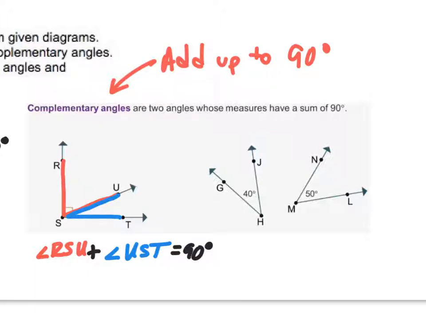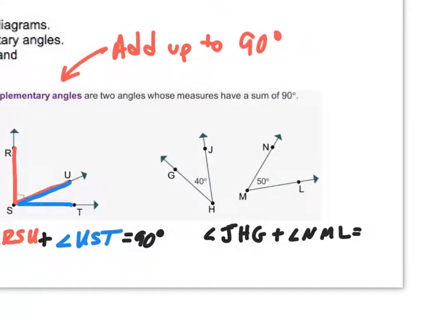And same thing over here, they don't have to be next to each other. They can be away from each other, but if their angles add up to 90, then they're complementary. So here you see that angle JHG is 40 degrees, angle NML is 50 degrees. So if I took angle JHG and added it to angle NML, that would give me a total of 90 degrees, because 40 degrees plus 50 degrees is 90 degrees.